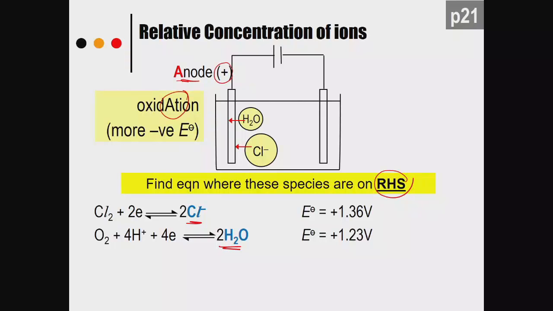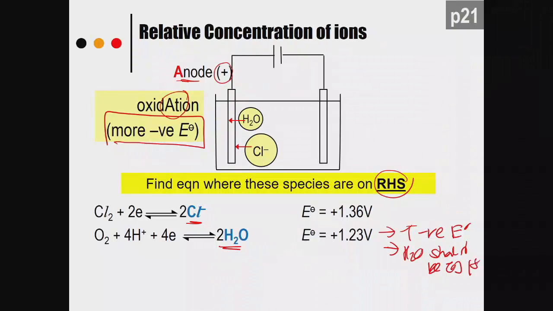Based on this, what do you notice? Remember, for oxidation to take place, I must choose the one with the more negative E0 value. Do you realize that this one here has the more negative E0 value? Therefore, this should be the one, so water should be oxidized first. Okay, but water is not the one that is oxidized.